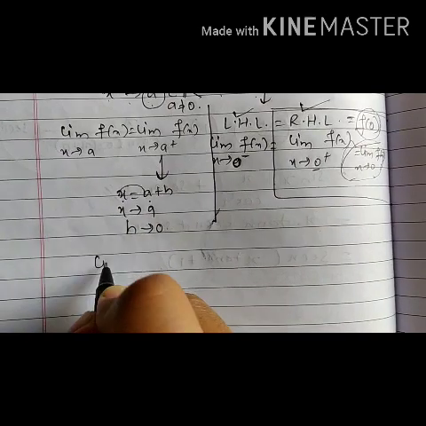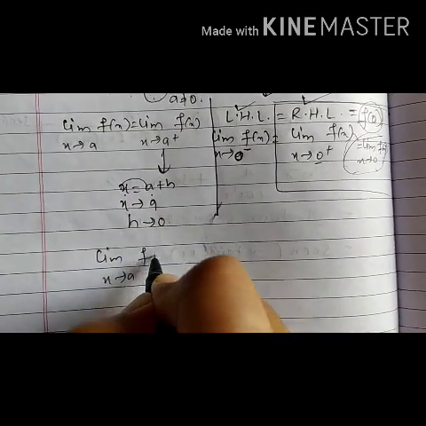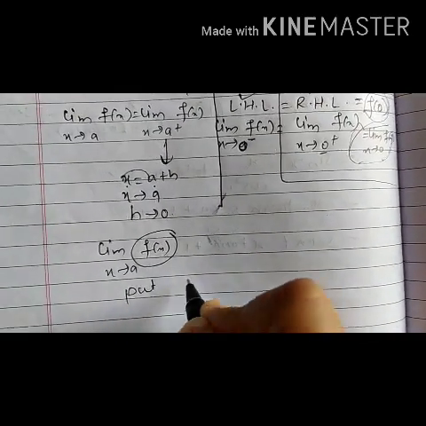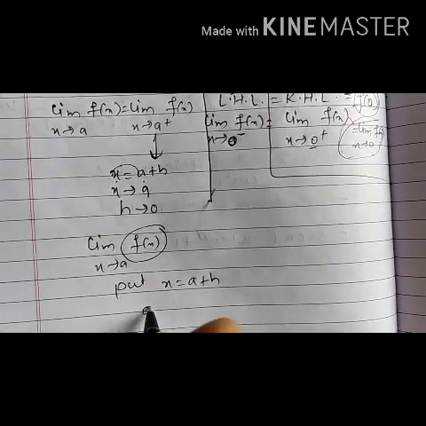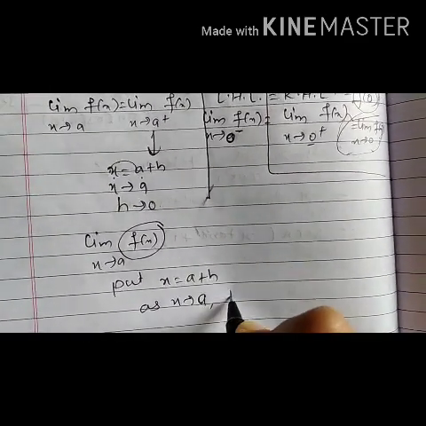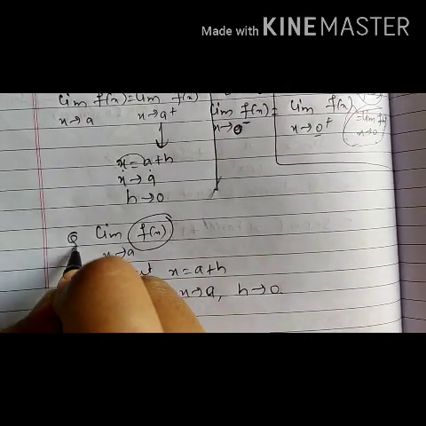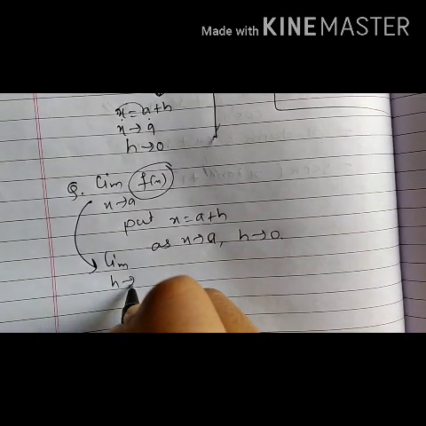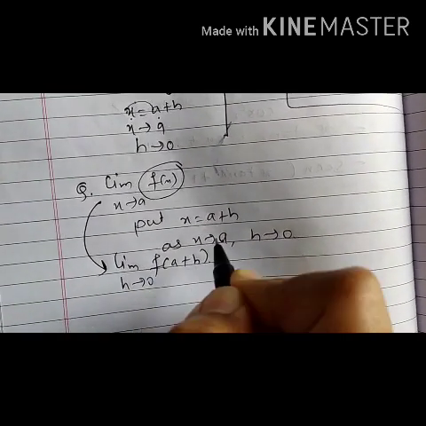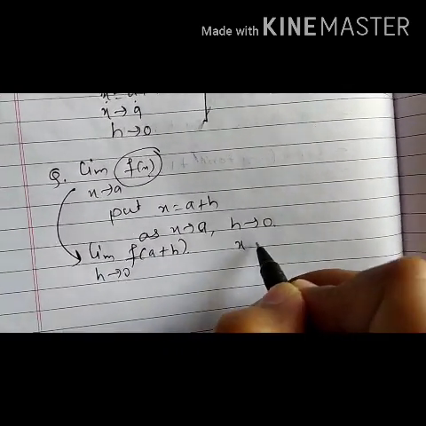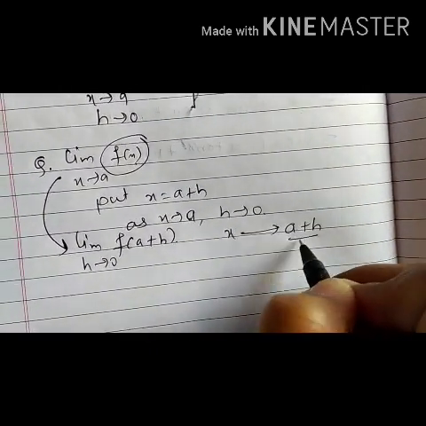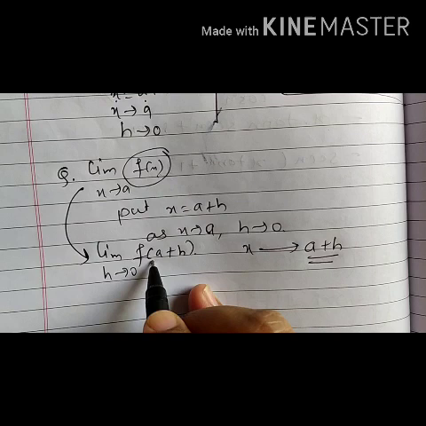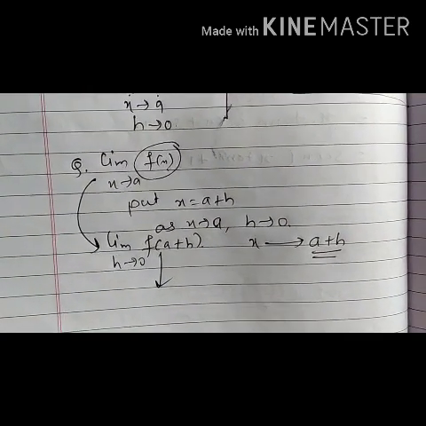Now suppose limit as x tends to a of f of x. Whatever the function is there, we'll put x equals a plus h, as x tends to a, h tends to 0. Suppose this is the question. Now we'll change this to limit as h tends to 0 of f of a plus h. Now the function in x will convert into a function in a plus h. Understood? Any doubt in this? And whatever formulas we have used in the previous section or in previous videos, those only we'll use.